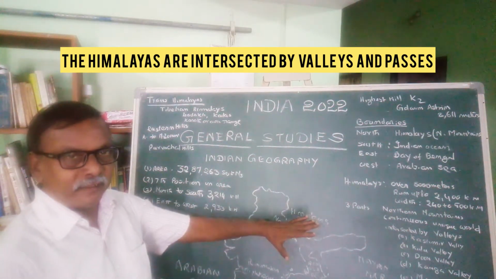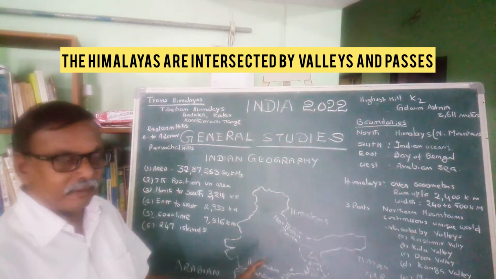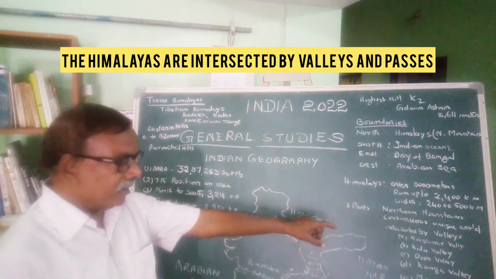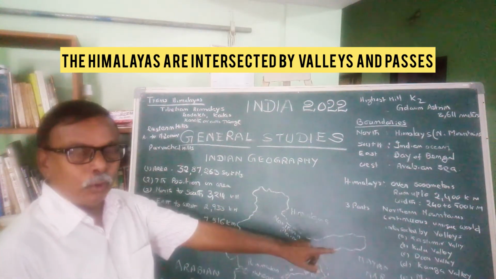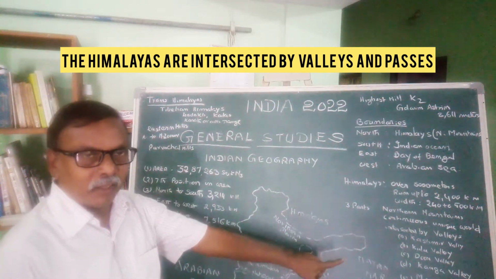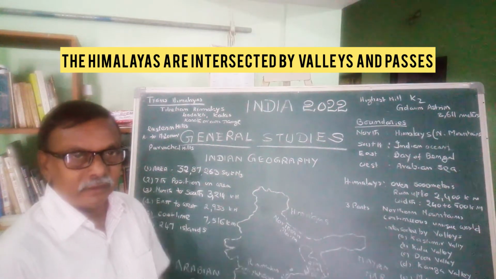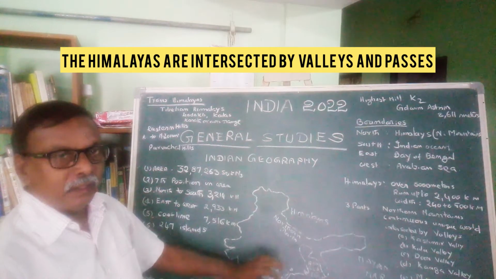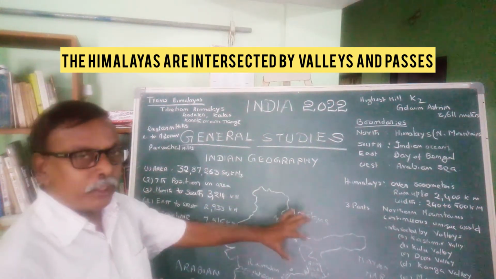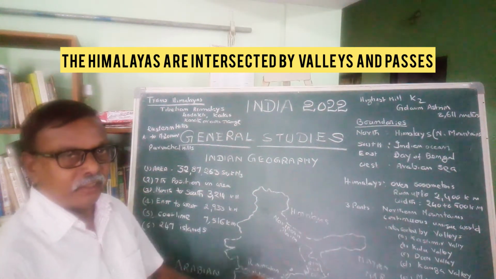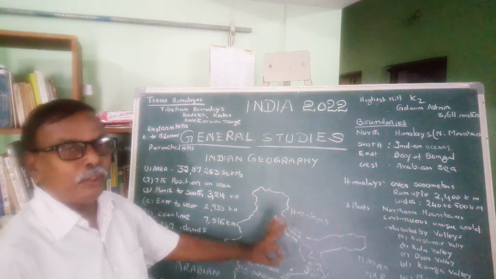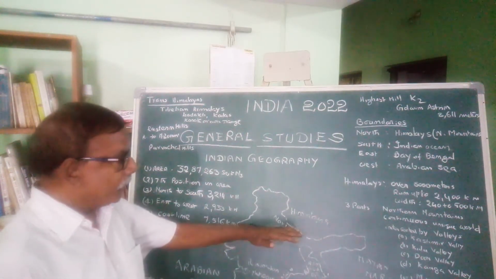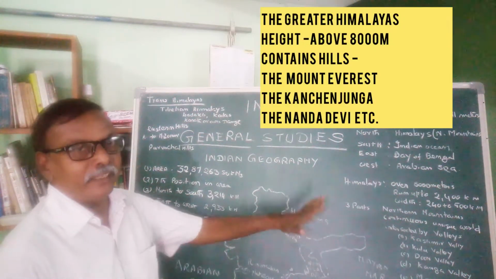and they are intersected by a number of valleys and passes. For example, the valleys are Kashmir Valley, Kulu Valley, Kangra Valley, etc. The passes are the Jojal Pass, etc. This is present in Jammu and Kashmir. Let us look at the Greater Himalayas, part 1.